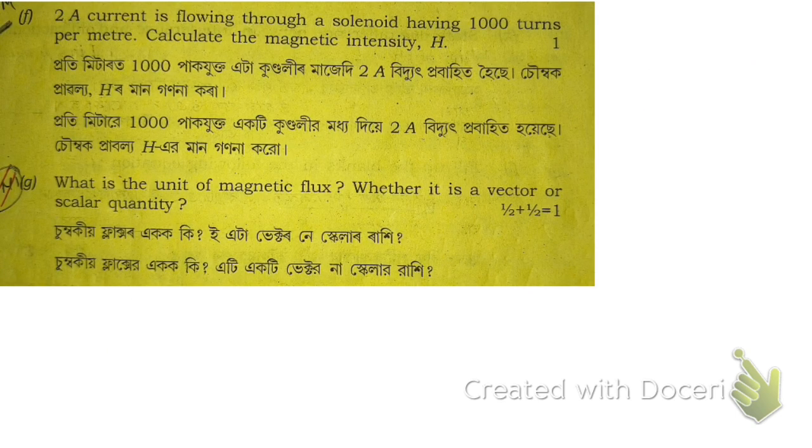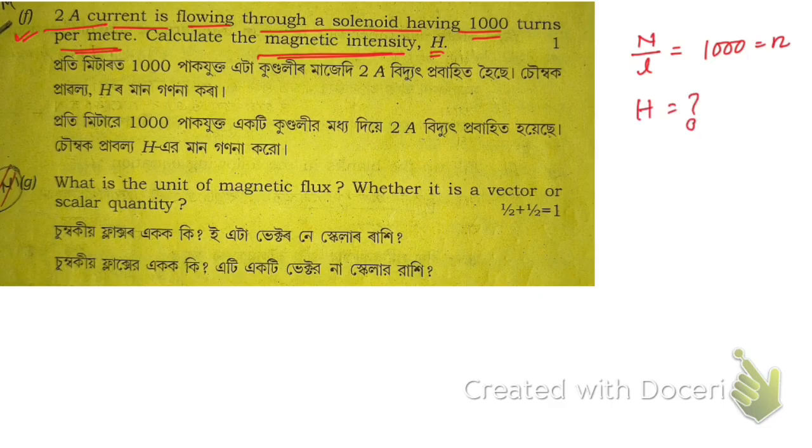So now let's start. Here is the first question. A 2 ampere current is flowing through a solenoid having 1000 turns per meter. So the number of turns per meter, that is N by L, is given as 1000, which is also represented by small n. Calculate the magnetic intensity H. We need to calculate the magnetic intensity, right? So how to calculate that?